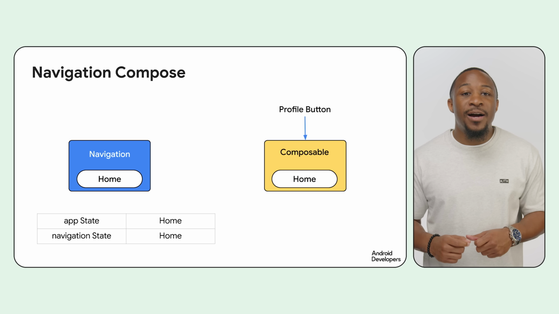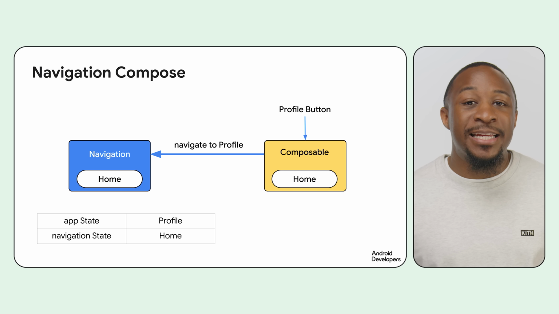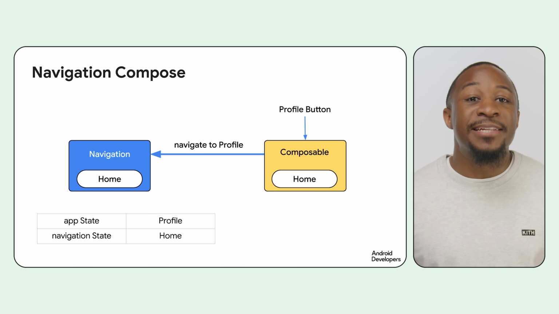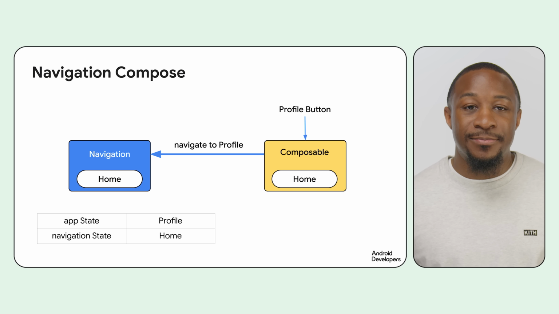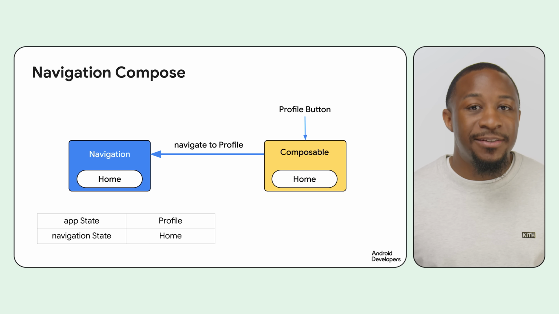In order to go to profile, we need a navigation event to be triggered. This is normally caused by something user-based like a button click. That button click updates the app state immediately to profile and sends an event to Navigation Compose, asking it to navigate to the profile screen. But it hasn't actually changed the navigation state yet. Our states have already deviated. Our app state is profile and our navigation state is still home.